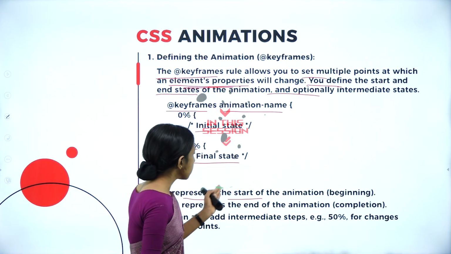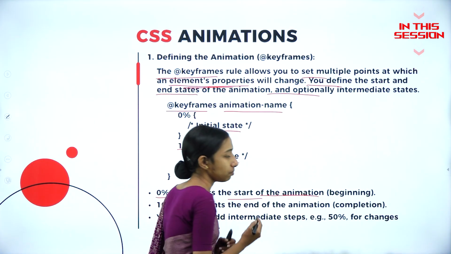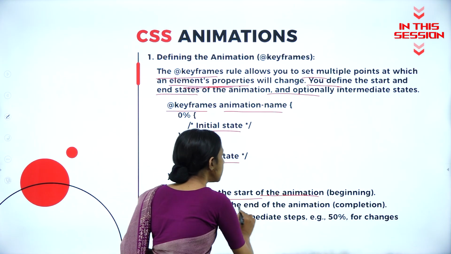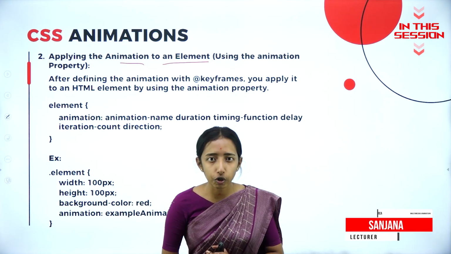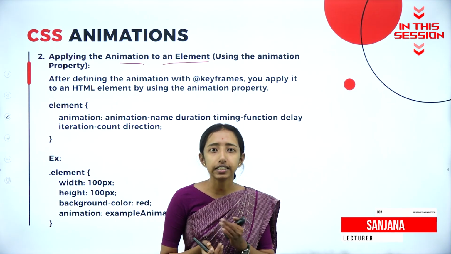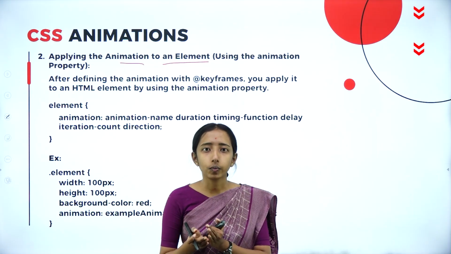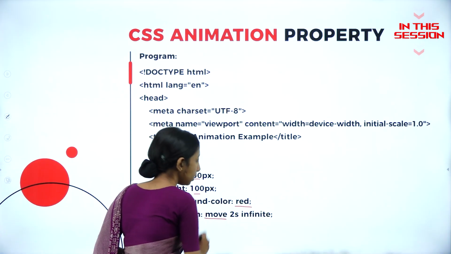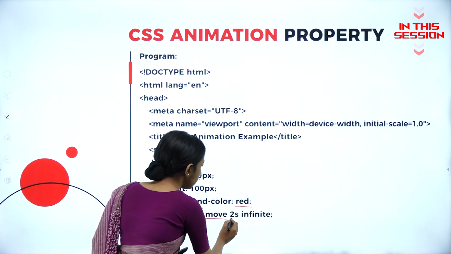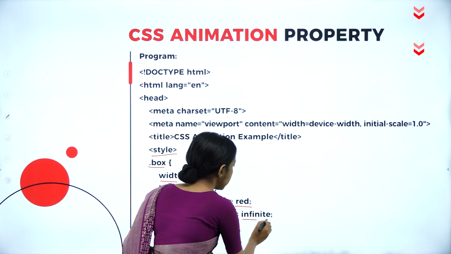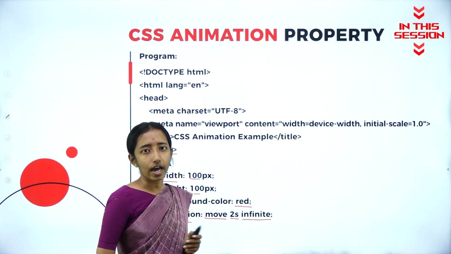0% represents the start state of the animation, the beginning, and 100% represents the end of the animation, which we are using in HTML code. Those are the tags like p tag, h1 tag, or the class of the box that we are taking. Animation name is move, and I have given the duration, that is the time, 2 seconds. Infinite is the iteration count that I have given.